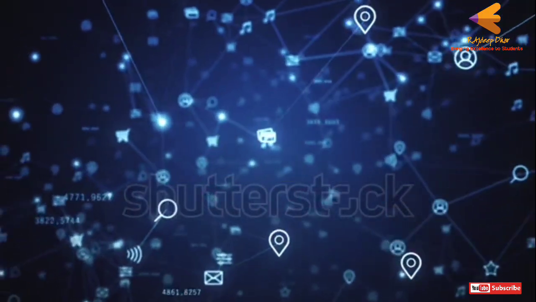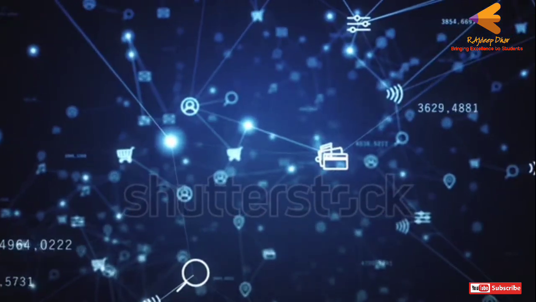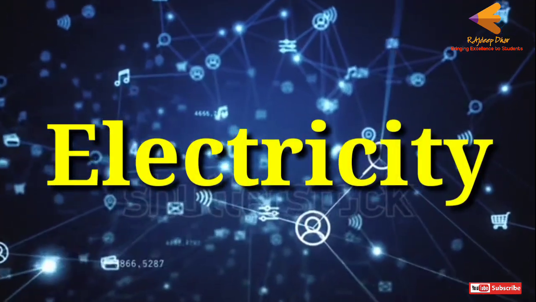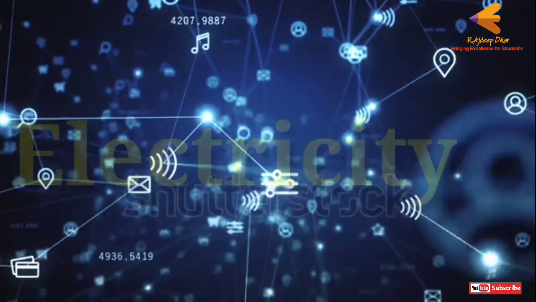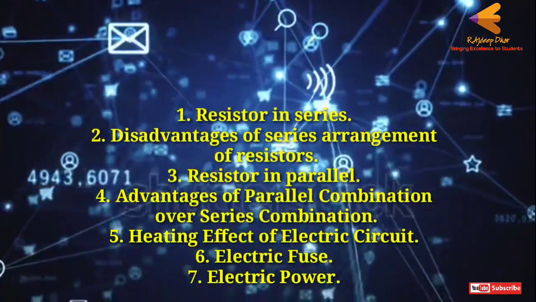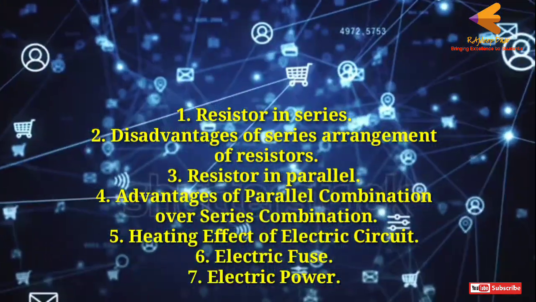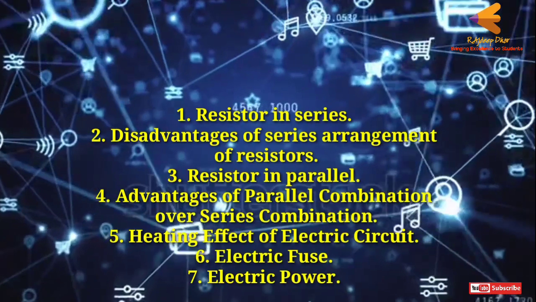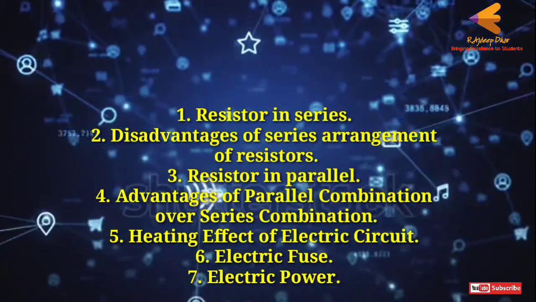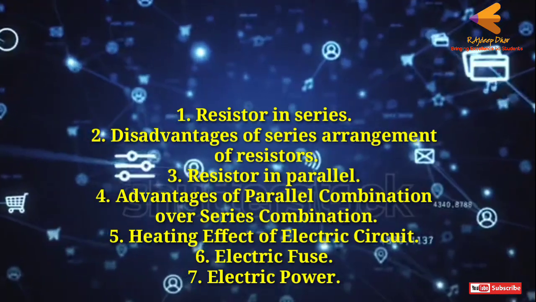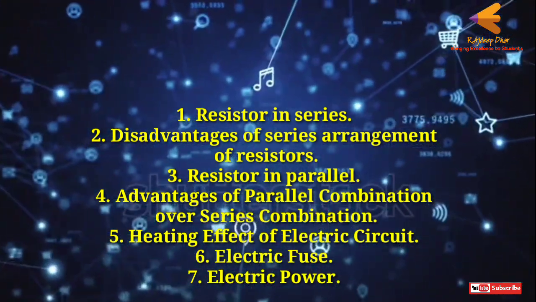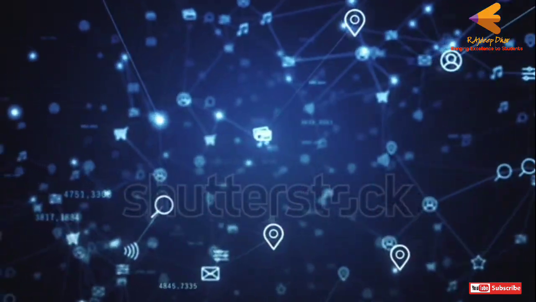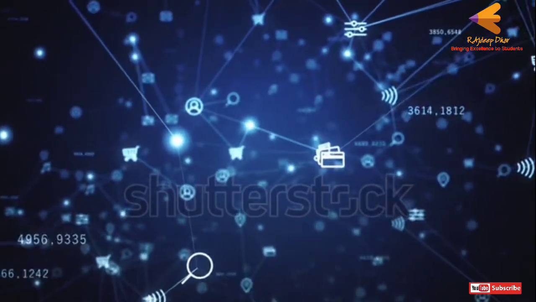I am uploading this video specially for class 10 students, where I am going to explain the chapter electricity. This video focuses on the following points: resistors in series, disadvantages of series arrangement of resistors, resistors in parallel, advantages of parallel combination over series combination, heating effect of electric circuit, electric fuse and electric power. So students, if you want to understand all these points, then you need to watch this video in full.